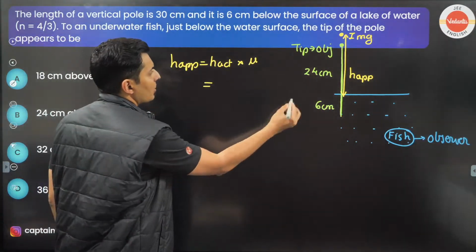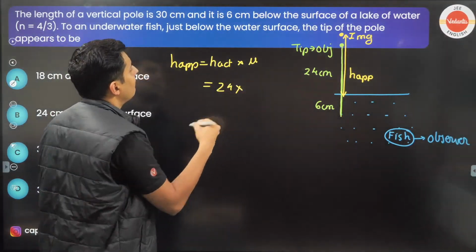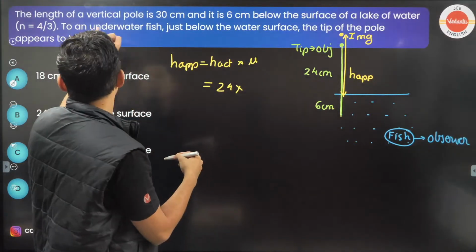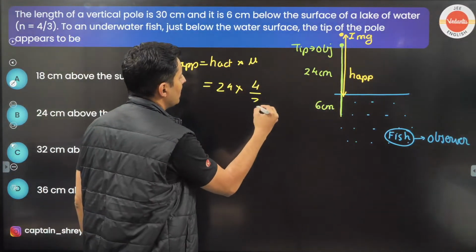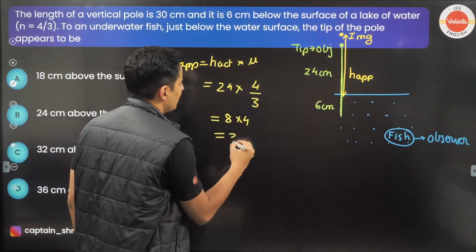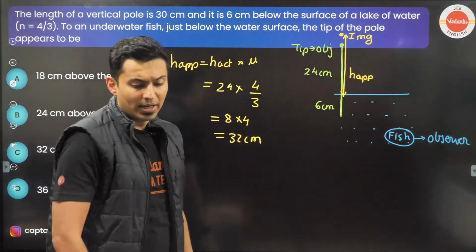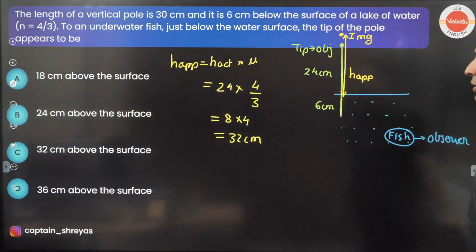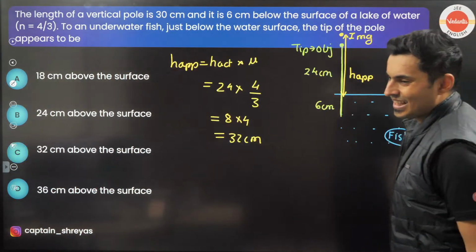Okay, so what is the actual height? It is 24. What is the value of mu? I think it's given over here, 4 by 3. So 3 goes into 24 eight times, into 4. So this is basically 32 centimeters. Where do I have 32 centimeters? Yes, option C is the correct answer.